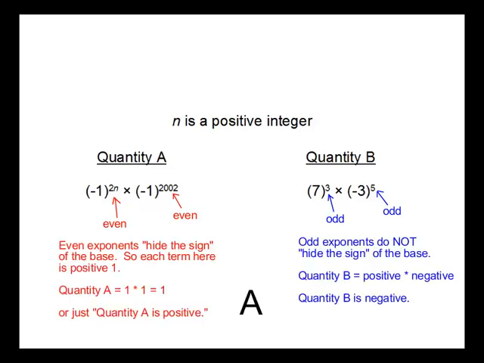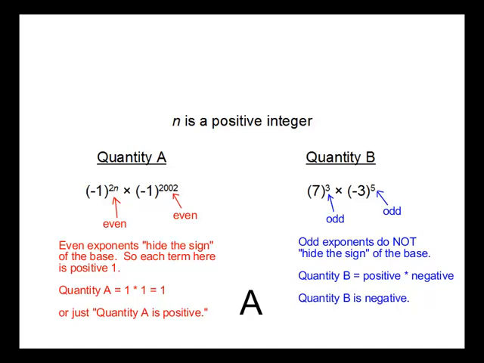Okay, so the deal with the alternation is that even exponents hide the sign. So when you have an even exponent, no matter what the base is, whether it's positive or negative, you get a positive result. Okay, so each term here is 1. So quantity A is 1, or you could just think to yourself quantity A is positive.